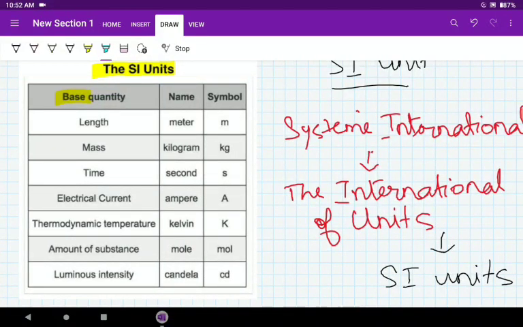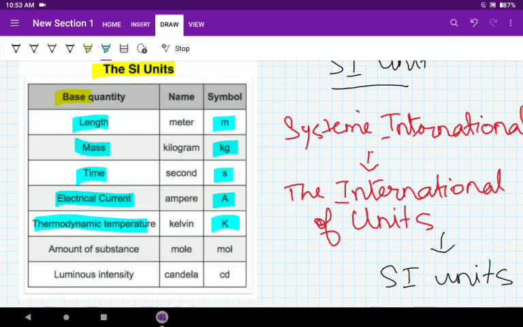Length, the base unit is meter, symbol is m. For mass it is kilogram, kg. For time it is second. For electrical current it's ampere. For thermodynamic temperature it's Kelvin, or also absolute temperature, because commonly we measure temperature in degrees Celsius or degree Fahrenheit in our homes. Amount of substance is measured in mole. This is more commonly encountered in chemistry. And luminous intensity is measured in candela. You can understand that this will come in the chapter of light and higher.